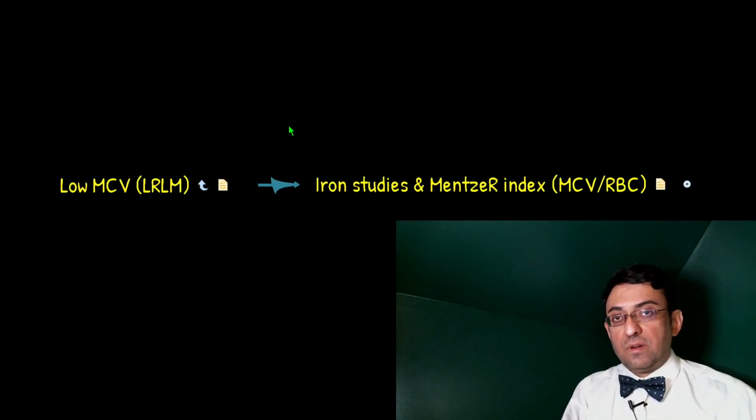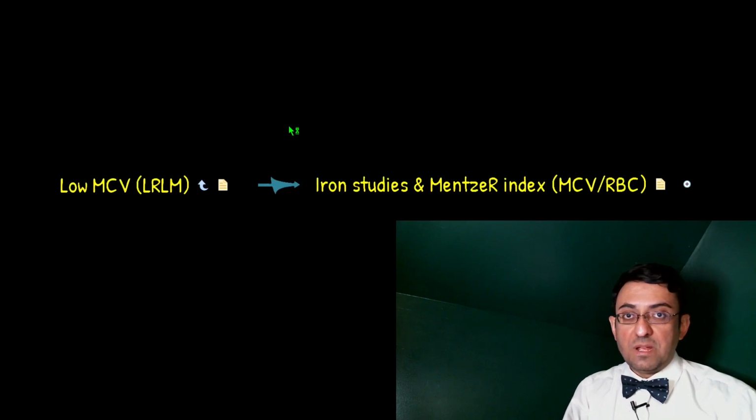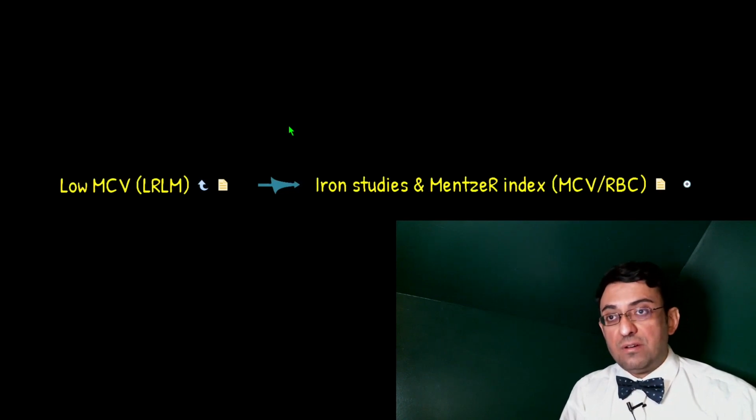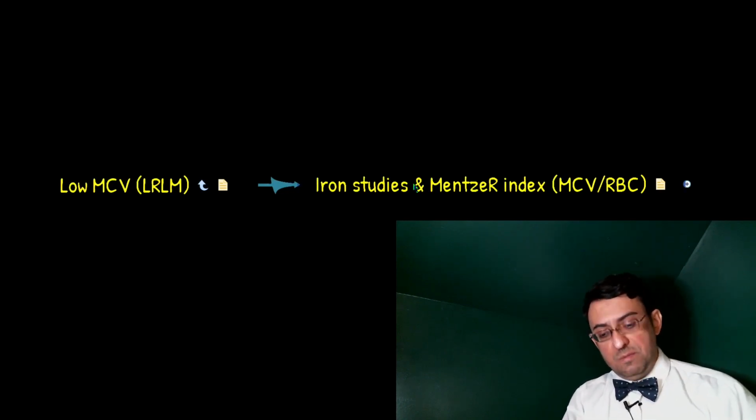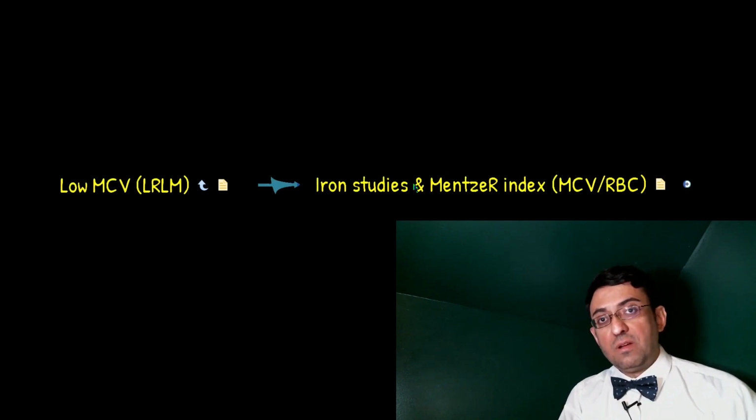Now, what is the very first test to order in a patient with microcytosis? That is a mean corpuscular volume of less than 80 femtoliter. The first test in microcytic anemia is iron studies. What are the differential diagnosis of microcytic anemias? Iron deficiency anemia, thalassemias, anemia of chronic disease, and sideroblastic anemia.